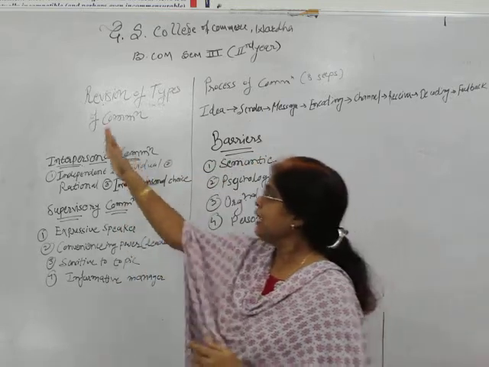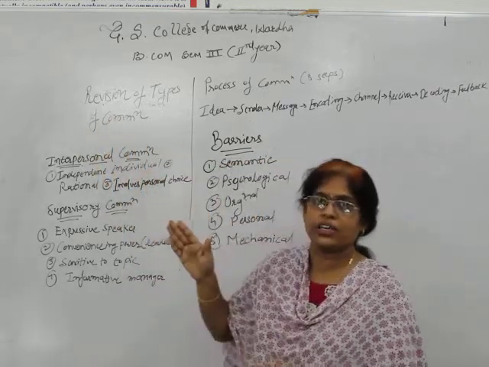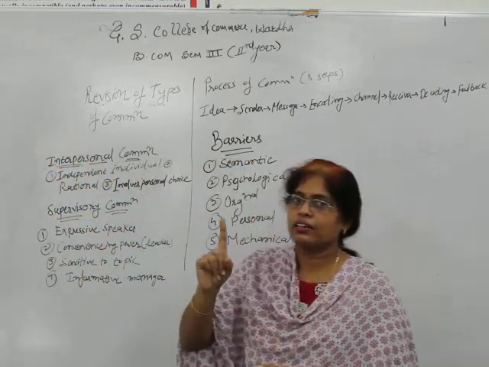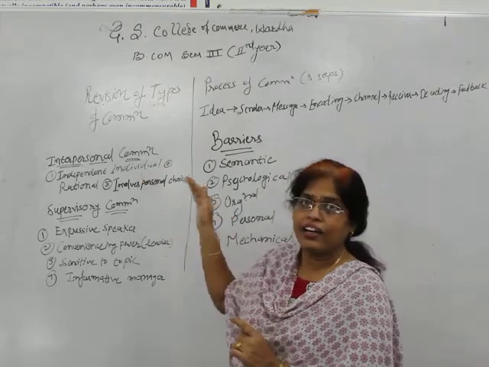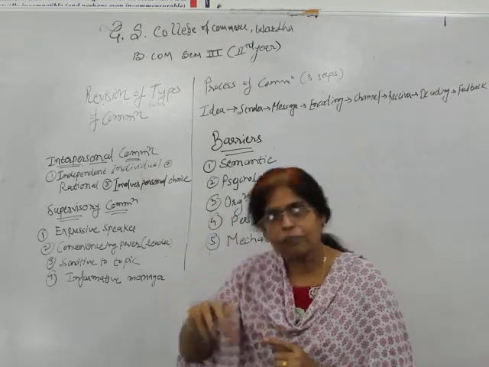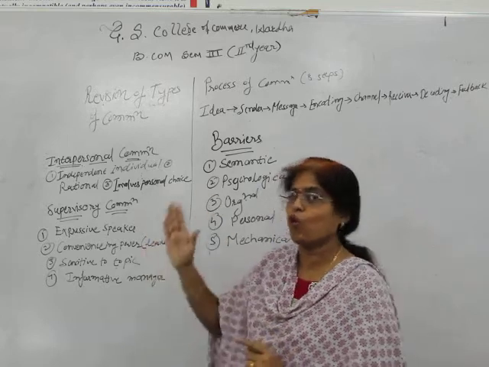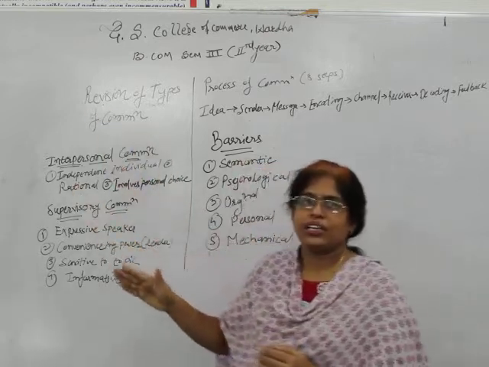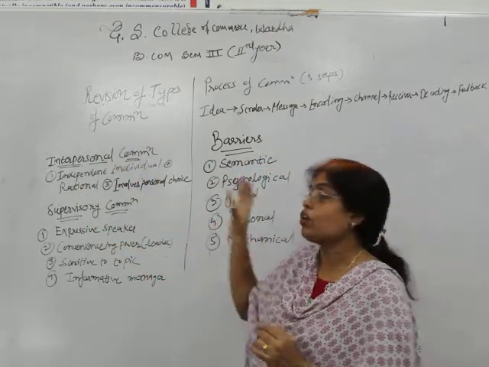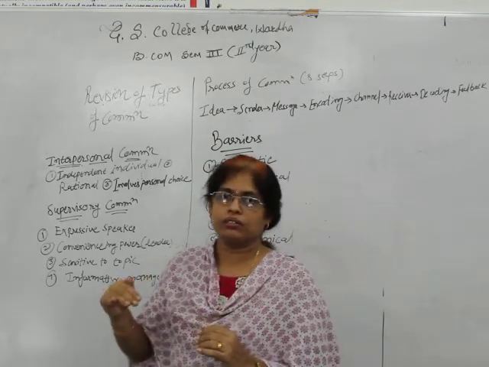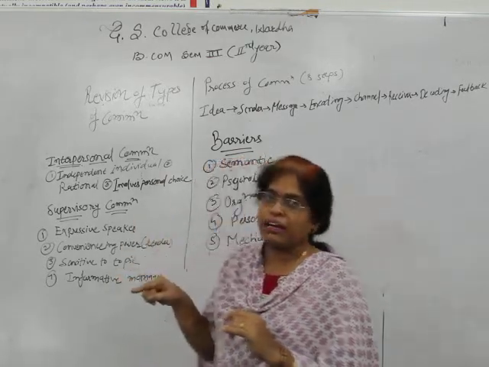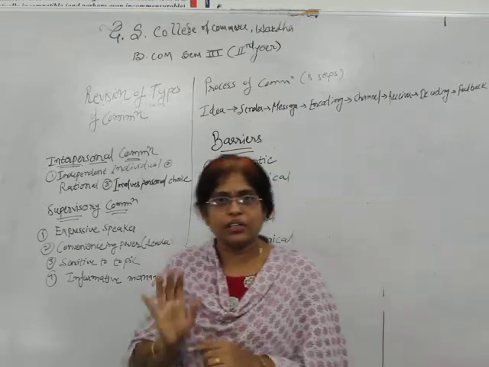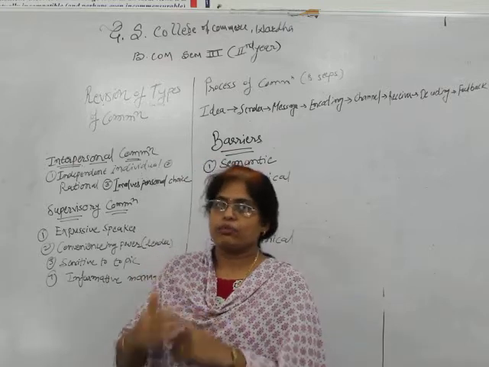There are 3 main heads for the types of communication. First, types of communication based on channels. Then it is verbal and non-verbal communication, and again verbal communication is divided into oral and written communication. Then the types of communication based on style or purpose, which is again bifurcated into 2 parts, that is formal communication and informal communication, and lastly other types of communication.